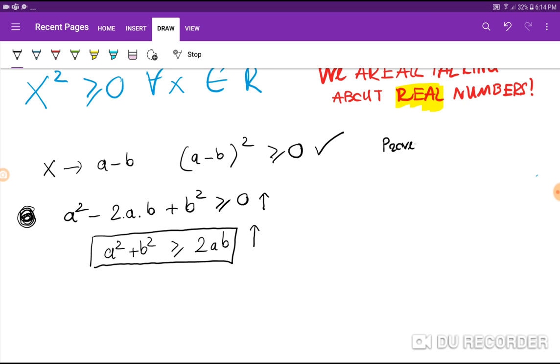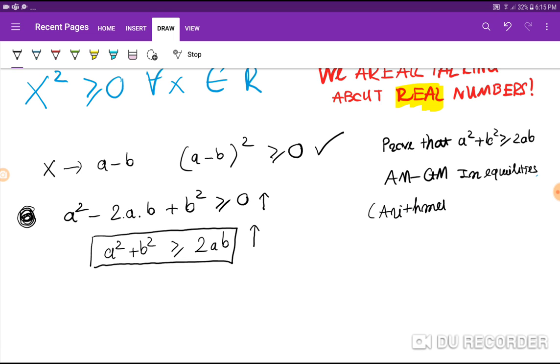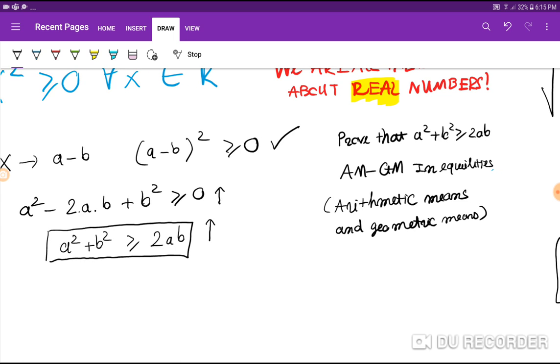If a teacher asks you to prove that a squared plus b squared is greater than or equal to 2ab, which is our first and very important inequality, I call it AM-GM inequality, which stands for arithmetic. What does G stand for? Actually, I don't know. Let me Google it for you guys. Oh, geometric means. Okay, so this stands for arithmetic means and geometric means.